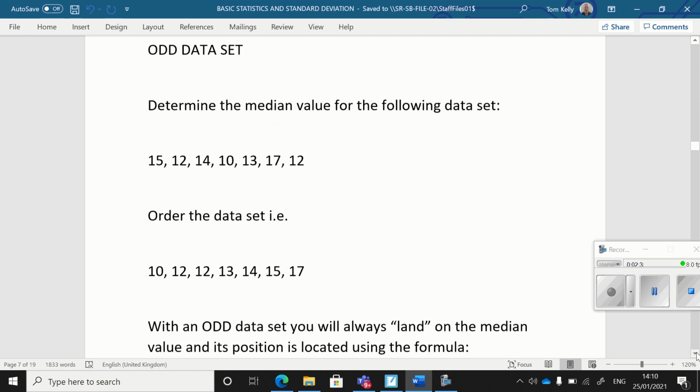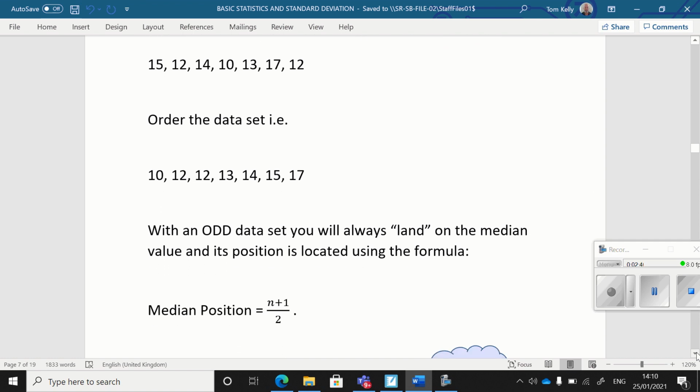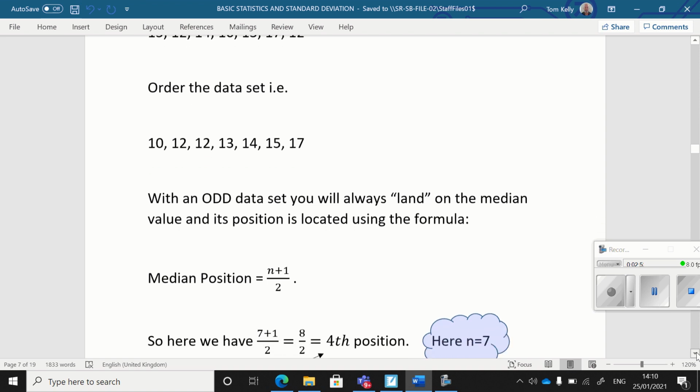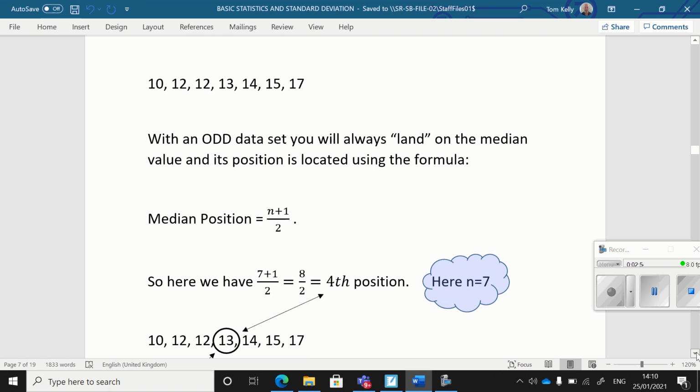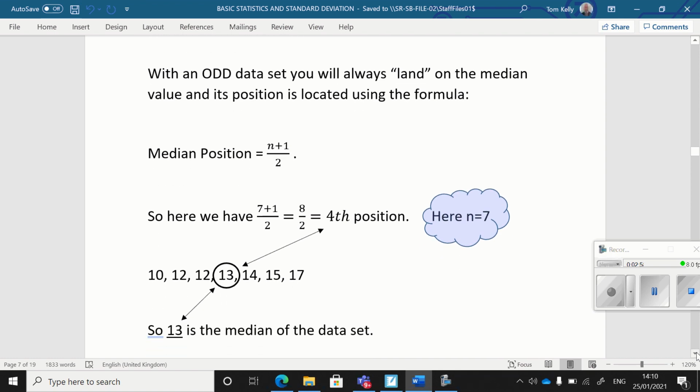So let's see. Here we're saying, what's the median position? Well, n plus 1, what's n? Well, that's the number of numbers in your list. So what have we got? I'm just counting, there's 7. So 7 add 1 is 8. Divide by 2, you get 4. So we'll land in the 4th position. But if you've only got a few numbers, you can always just count in. Okay, so that is definitely the median of this list of numbers.